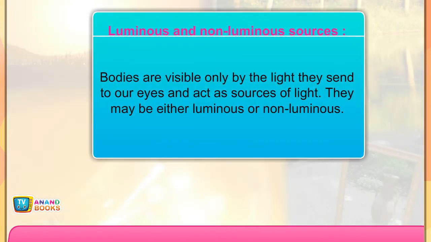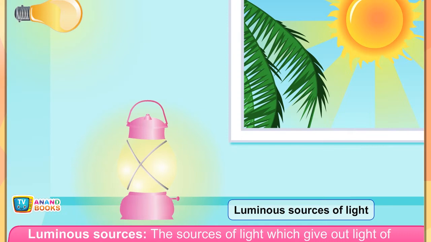Luminous and non-luminous sources. Bodies are visible only by the light they send to our eyes and act as sources of light. They may be either luminous or non-luminous. Luminous sources. The sources of light which give out light of their own are called luminous sources.